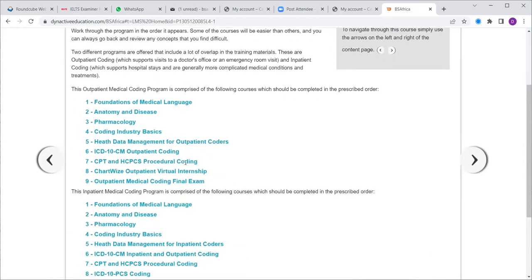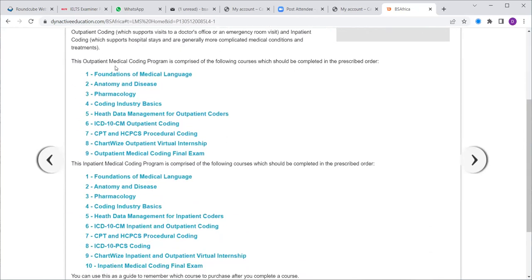And like I said, there are two routes to medical coding: outpatient medical coding and inpatient medical coding. The outpatient medical coding goes through all these programs: foundations of medical language, anatomy and disease, pharmacology, coding industry basics, health data management for outpatient coders, ICD-10, CPT, and HCPCS. Then you do the virtual internship before you write the final certification exams. So note, internship first before the exams, not the other way around.